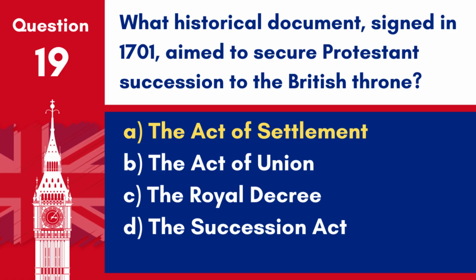Answer: A. The Act of Settlement. The Act of Settlement of 1701 aimed to secure Protestant succession to the British throne, stipulating that only Protestants could inherit the crown, thereby influencing the line of succession.